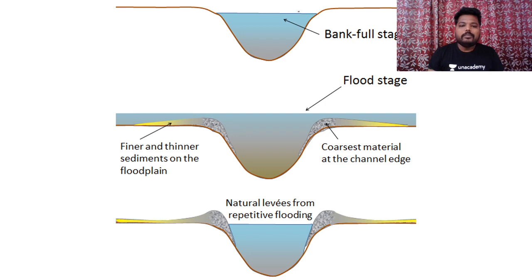If you look at how natural levees generally develop, this is the water level, the bank-full stage, and later we have deposition of finer and thinner sediments on the floodplain by the river itself, and coarse material at the edge of the channel. Then slowly, with the deposition, this natural levee is raised. Please try to remember, especially those who have geography as an optional, that while explaining the formation of natural levees and floodplains, it is essential to draw these kinds of diagrammatic representations, so that you fetch a few good marks apart from others.